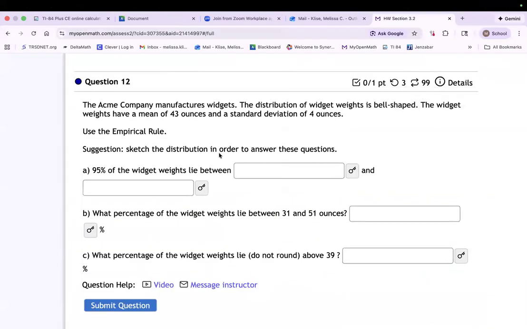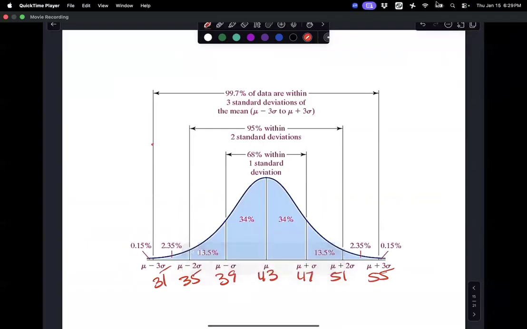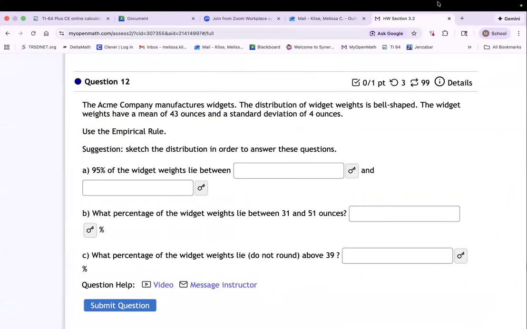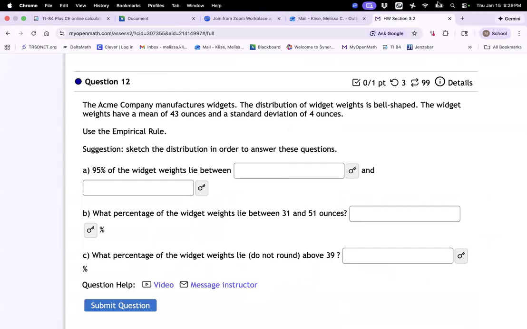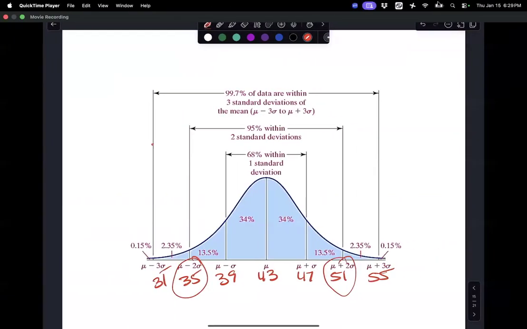95% of the widgets lie between what? Look here. I see 95% of my widgets are between 35 and 51, because that's the 95% interval. Then it says, what percent would lie between 31 and 51 ounces? So I've got that. There's 31 and there's 51. Add these percents together. This is the best way to use this tool, if you ask me. It just makes it a little bit easier to answer these questions.